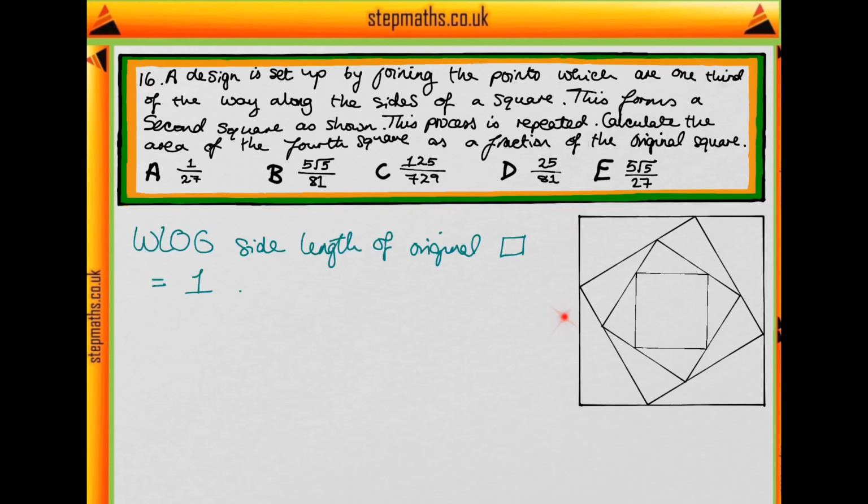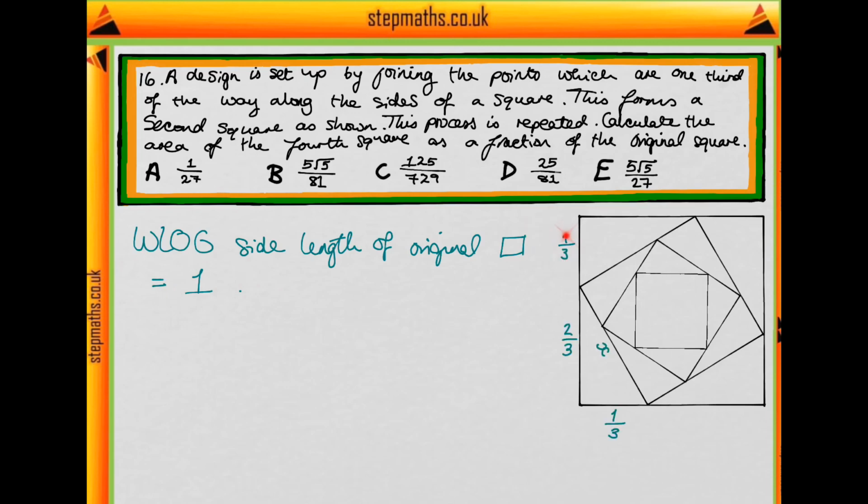So we're just going to call the length of this side of the square 1. When we say WLOG, this means without loss of generality. What that means is that it doesn't matter what we call this. We could call it X, but that would just end up with things a bit more complicated. So to make things nice and simple, we're going to call it 1.